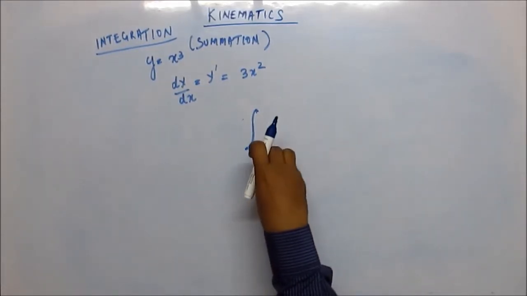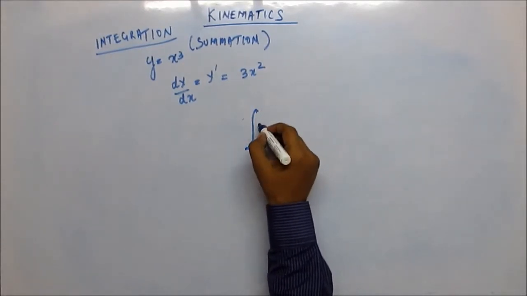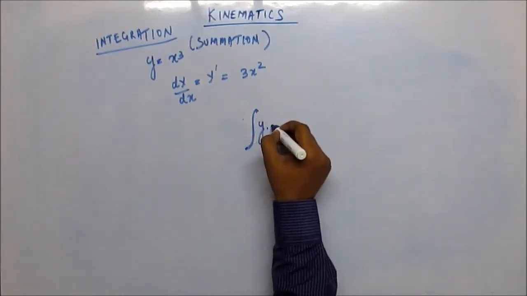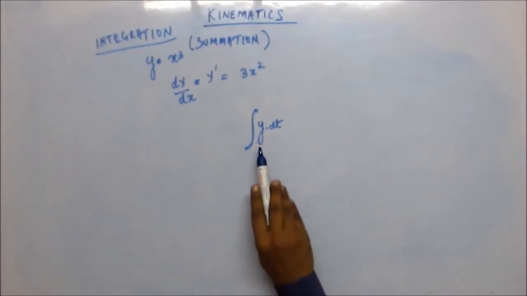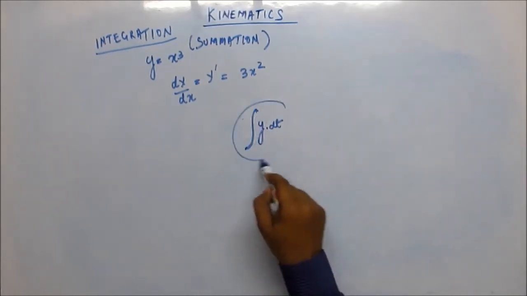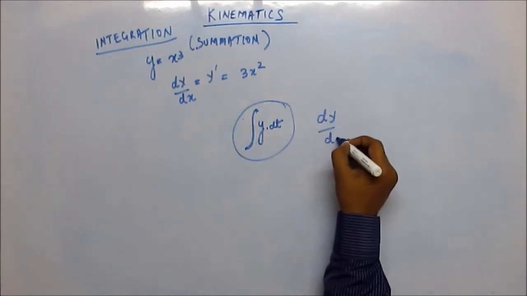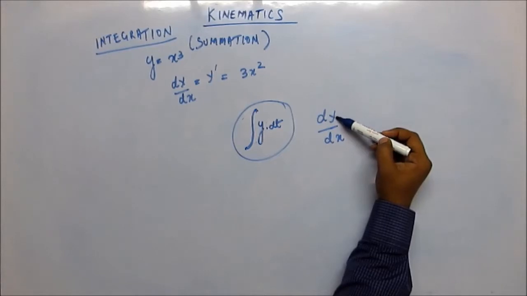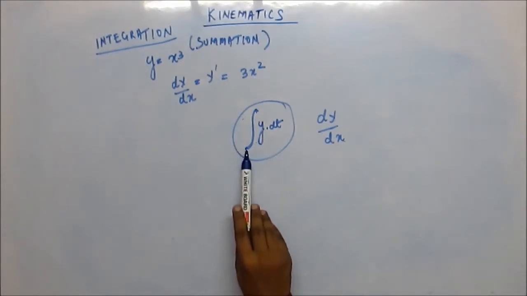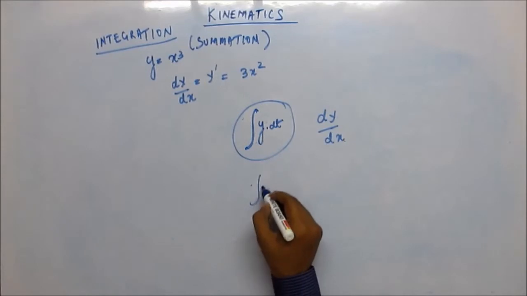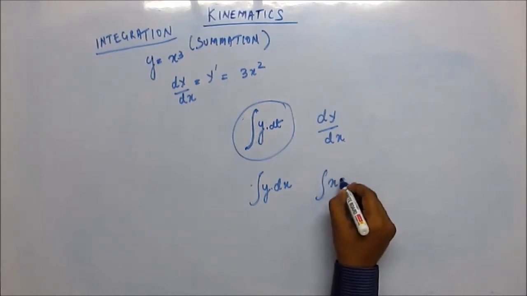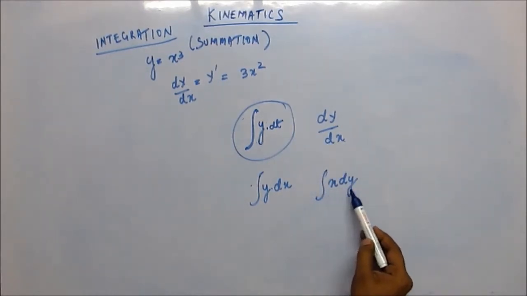So when we integrate a function, we represent them like this. Suppose the function is y and we are integrating in terms of t, then we write integration of y in terms of t. This is the symbol of integration. Like the symbol of differentiation is dy by dx, that means we are differentiating y in terms of x. Integral y dx would mean we are integrating y in terms of x. Integral x dy would mean we are integrating x in terms of y.